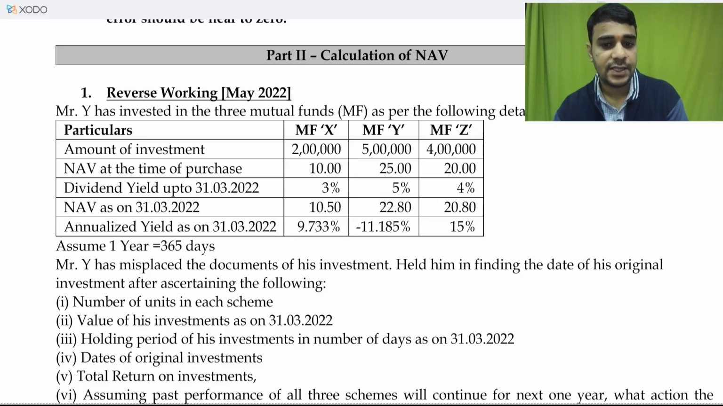Mr. Y has misplaced the documents of investment. Help him in finding the date of his original investment, number of units, value of his investments as on 31/3/2022, holding period of his investments in number of days, dates of original investment, and total return on investment.